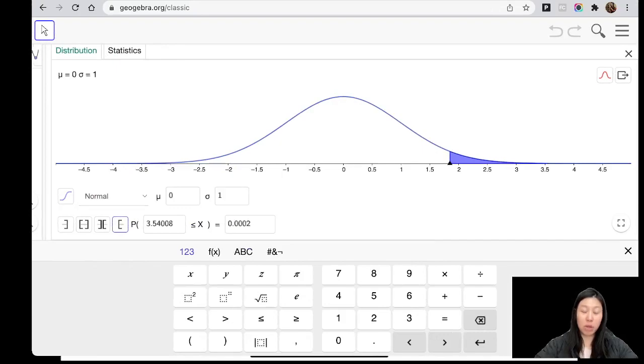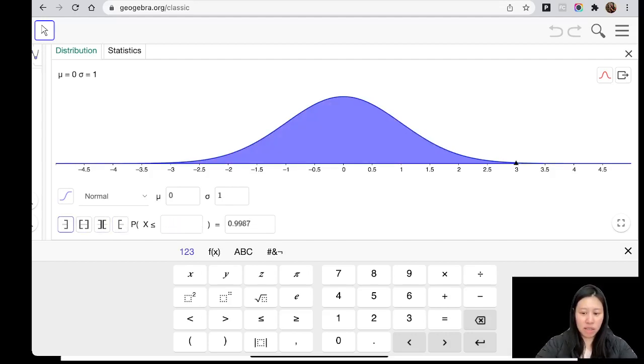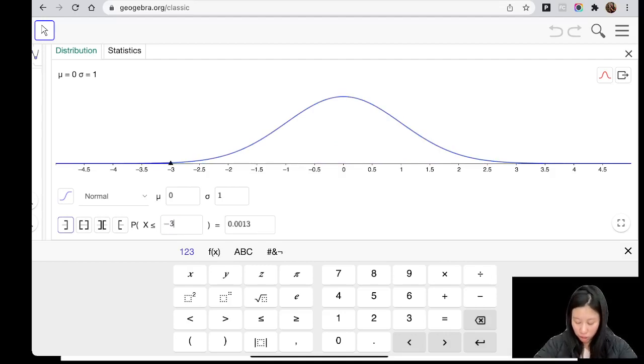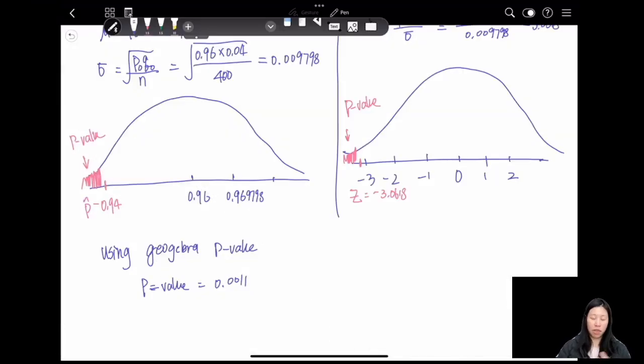So now let's take a look at GeoGebra. Okay, so I'm going to use a z-score. Since it's the left tail, we switch to left, and then this is less than 3.0618. So we got our p-value equals 0.0011. Okay, and then we convert this to a percentage, so we don't mess up.